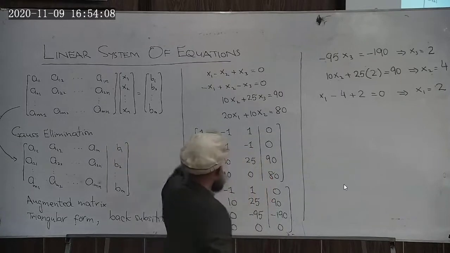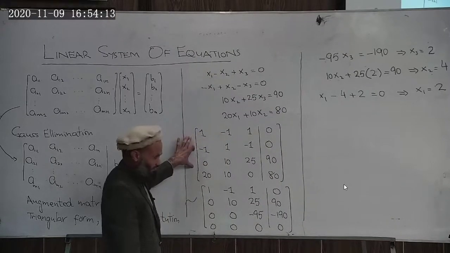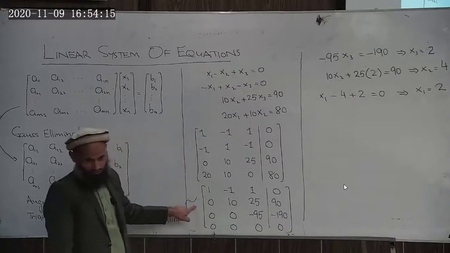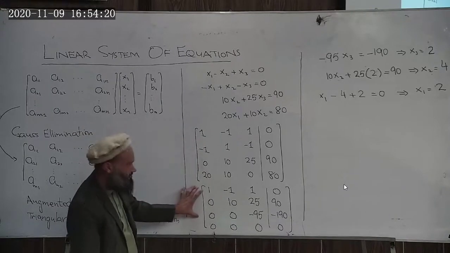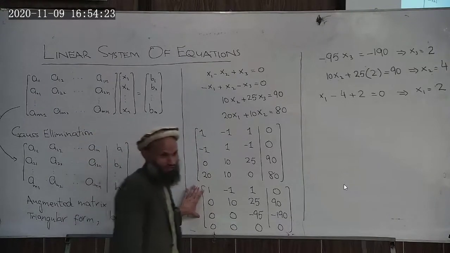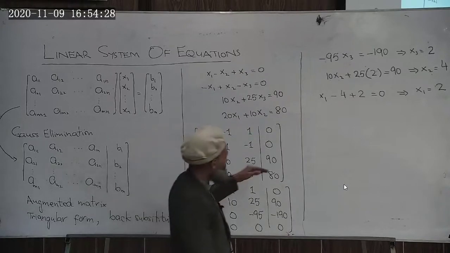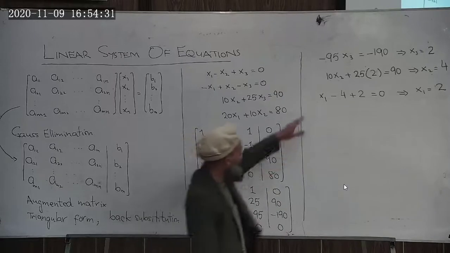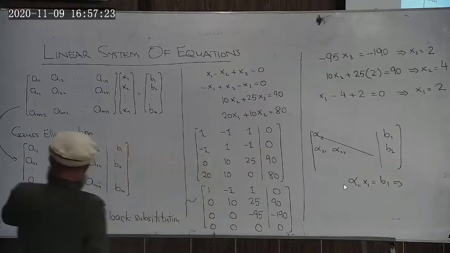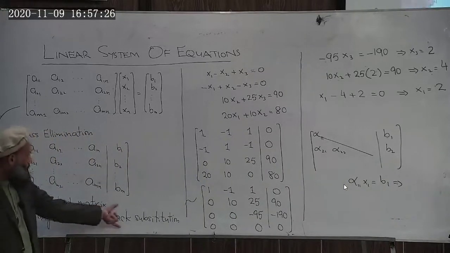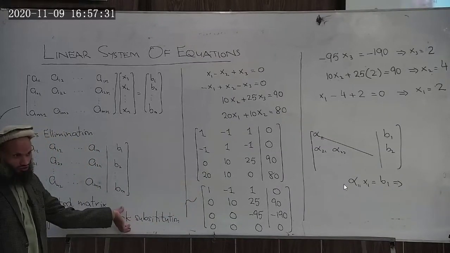What is the procedure? We had a system of equations, we constructed the augmented matrix, and performed some operations which we shall learn, called the elementary row operations, to transform this matrix into triangular form. Once we have triangular form, then finding the solution is quite easy. We can use the back substitution approach to find the solution.